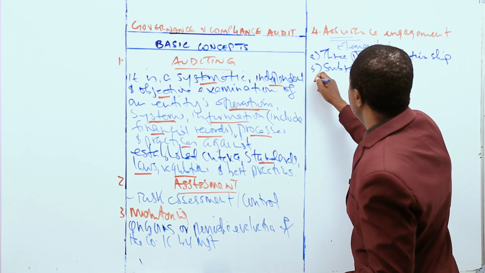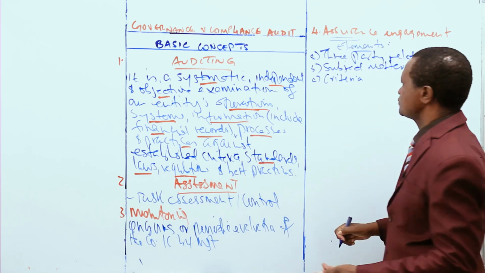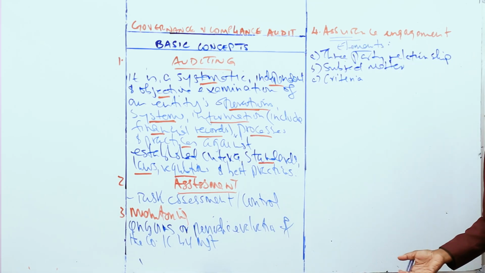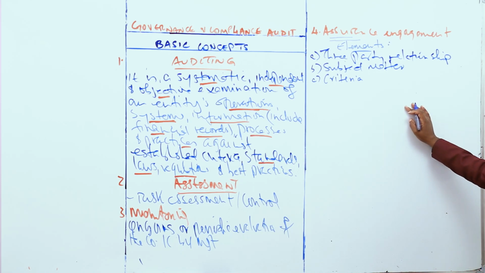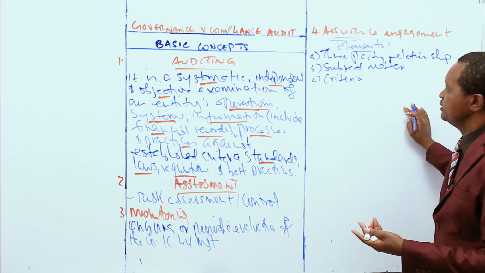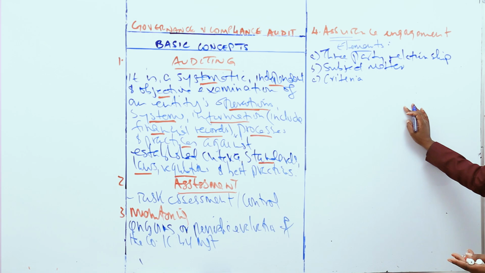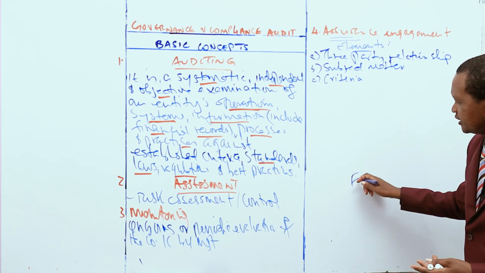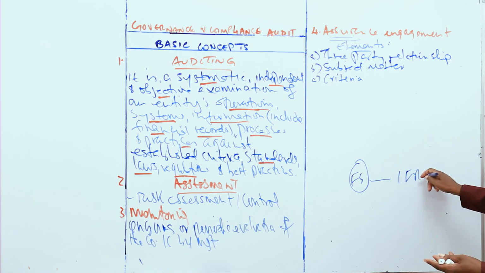Then the third element is criteria. Criteria is the benchmark used to evaluate or measure the subject matter. In an audit of financial statements, the criteria is the International Financial Reporting Standards. If it is the internal controls, the criteria could be the COSO framework. So the auditor examines the financial statements against a criteria. It could be International Financial Reporting Standards.